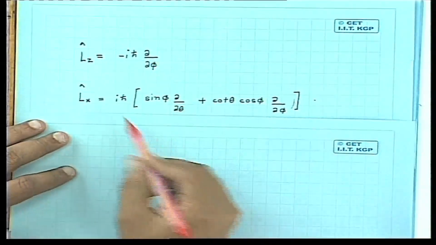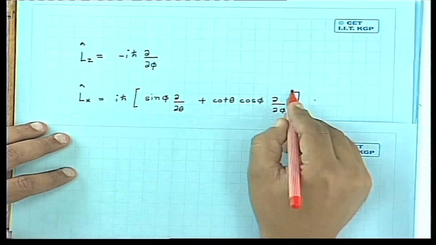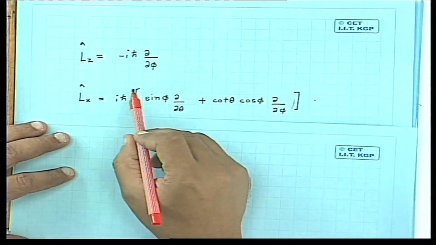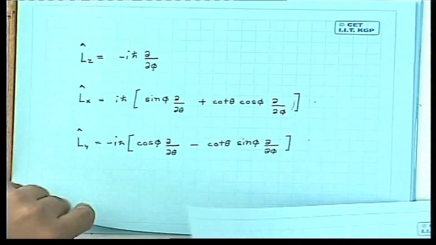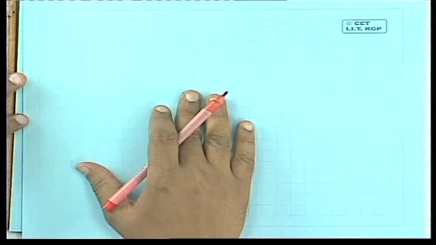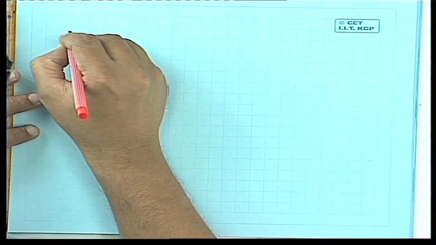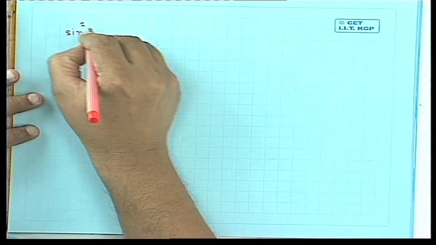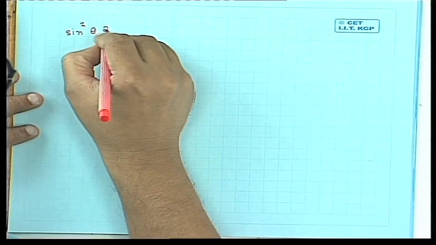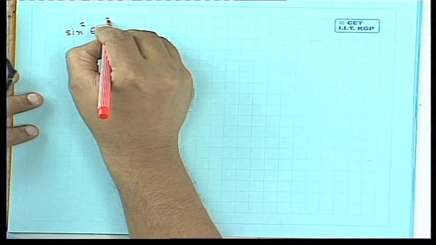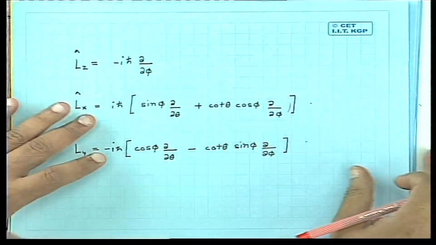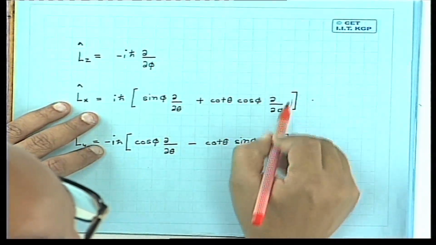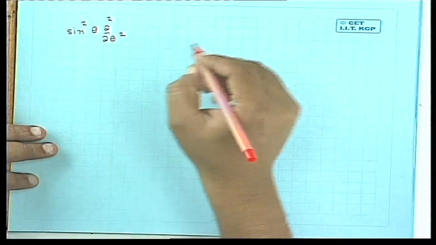So, we will work out the square of the content of this square bracket. That will have one term which is sin square phi del by del theta squared, and then we have a second term which is the square of this. So, the square of this is going to be as follows.